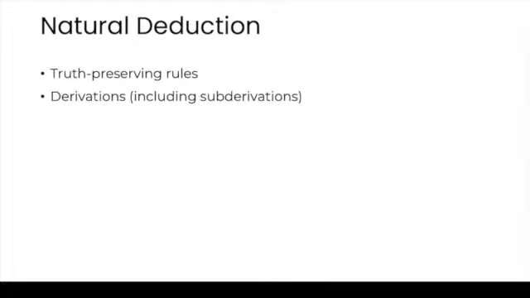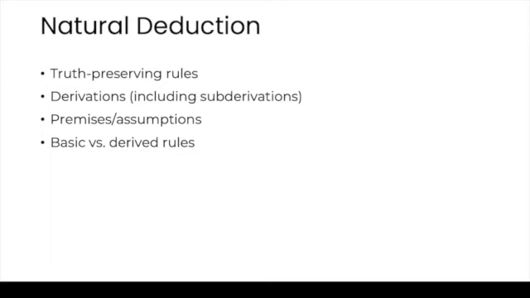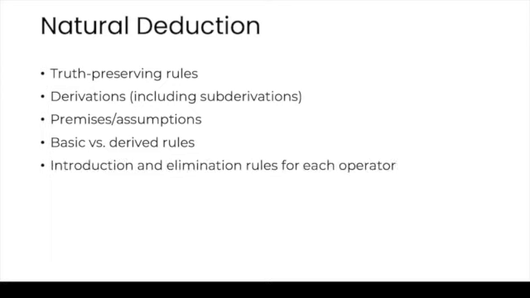Not all the elements of this system are new though, since this is just an extension of the system we use for sentential logic. So, like the previous one, this is going to be a set of truth-preserving rules which will allow us to construct derivations, including subderivations, from premises or assumptions to conclusions. Likewise, we'll have basic and derived rules, and these basic rules will be comprised of introduction and elimination rules, a pair of them for each of the operators in the language.